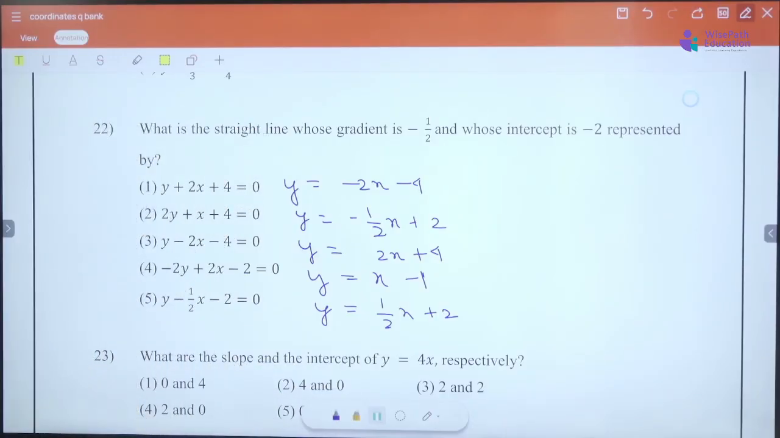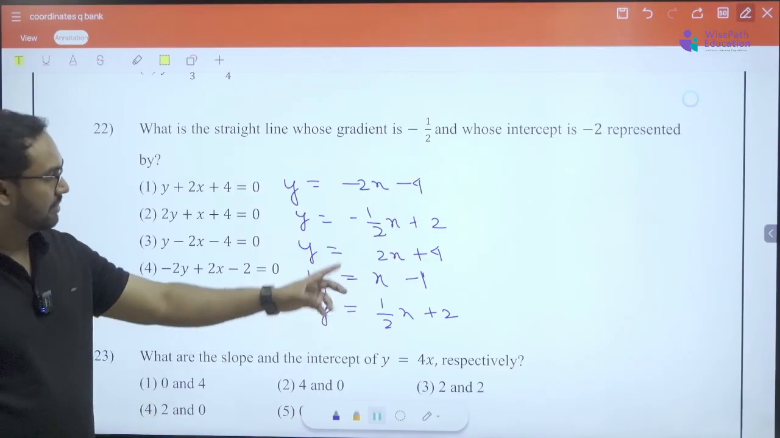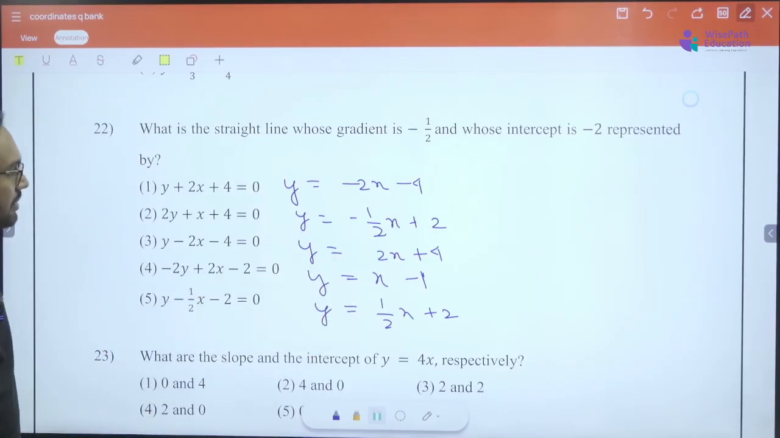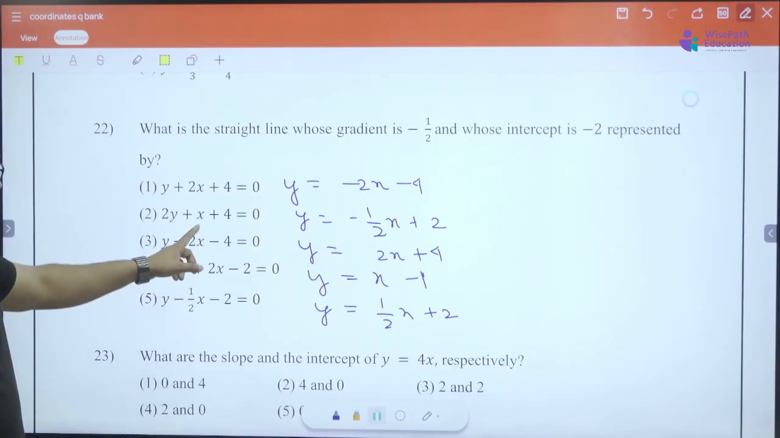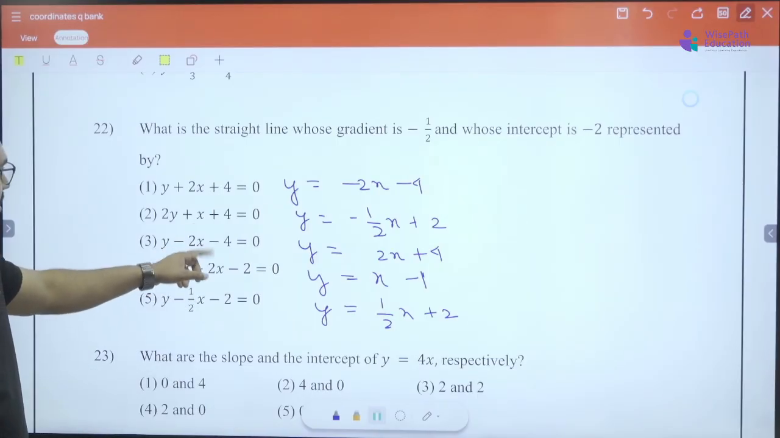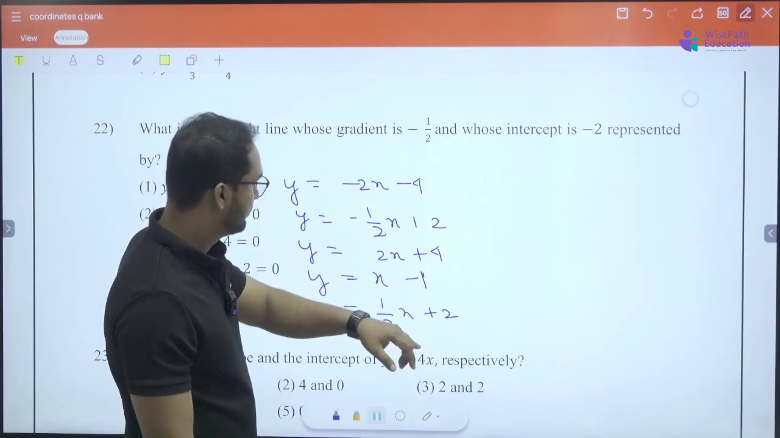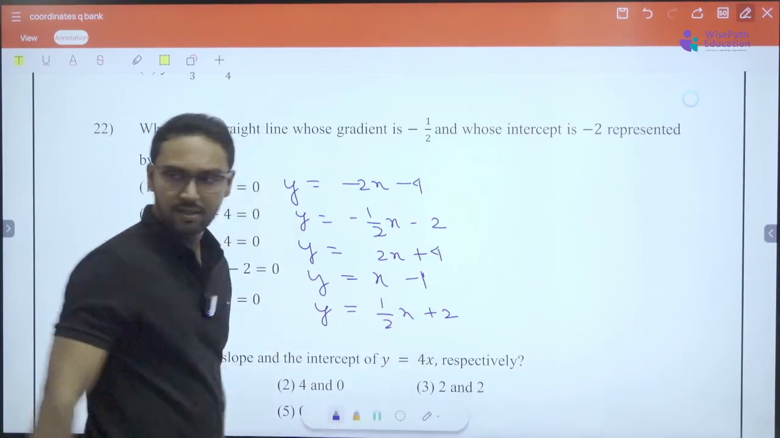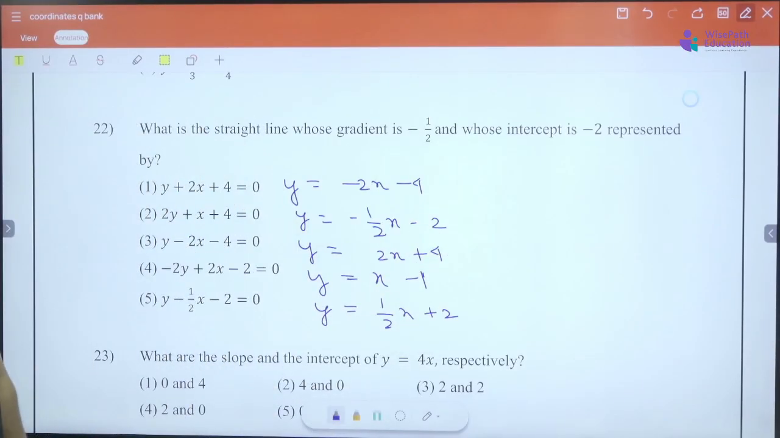So they are asking, what is the straight line whose gradient is minus half? There's only one. Yeah. And the intercept should be minus 2. Make it minus 4. Yeah, it should be minus 4. One thing more, minus 2. Yes. The equation is simplified.